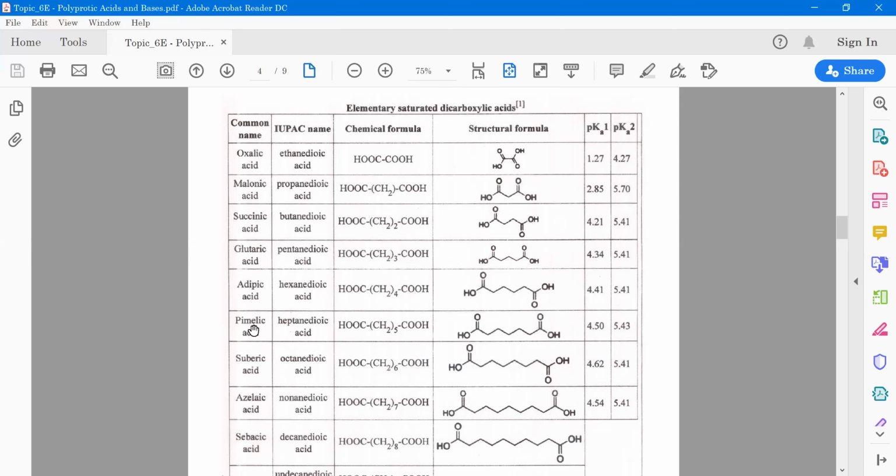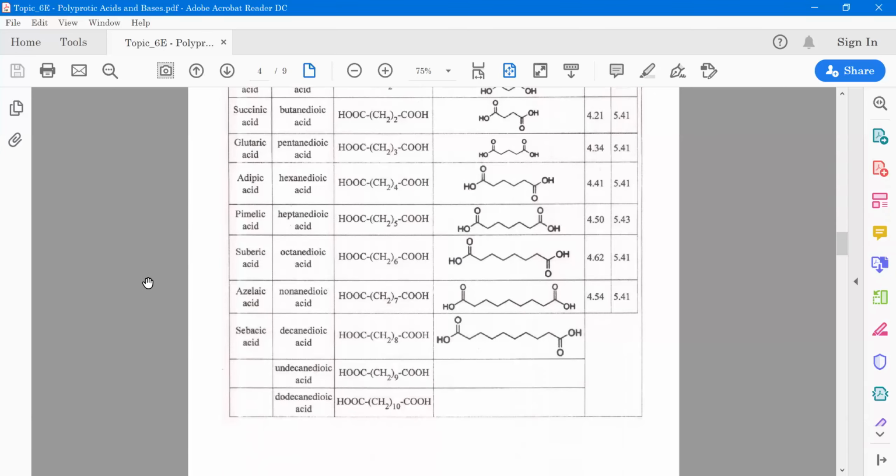Now, as a mnemonic to aid remembering those names, and you may think it's kind of silly, but this is what we were taught when I took organic chemistry. If you look at the first letter of each of these names, O, M, S, G, A, P, S, A, and S, it stands for "Oh my, such good apple pie, sweet as sugar." There you have it. You may learn that next year when you take organic, or you may not. I'm not sure what they do nowadays anymore.